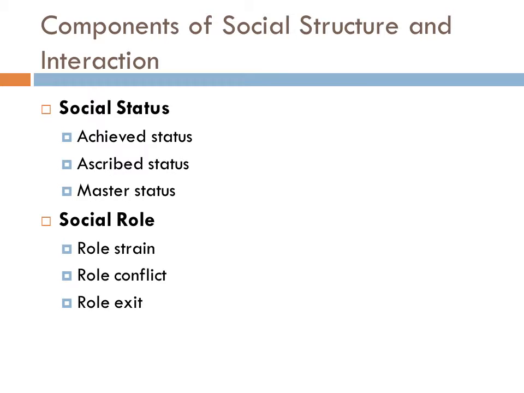So for example, say that you're a student and you also work a full-time job. I'm sure that some of you know what this is like. Each of these statuses has a set of expectations associated with them. So what happens when you have an exam in 2 days and your boss calls you and demands that you work a double shift? You have role conflict.